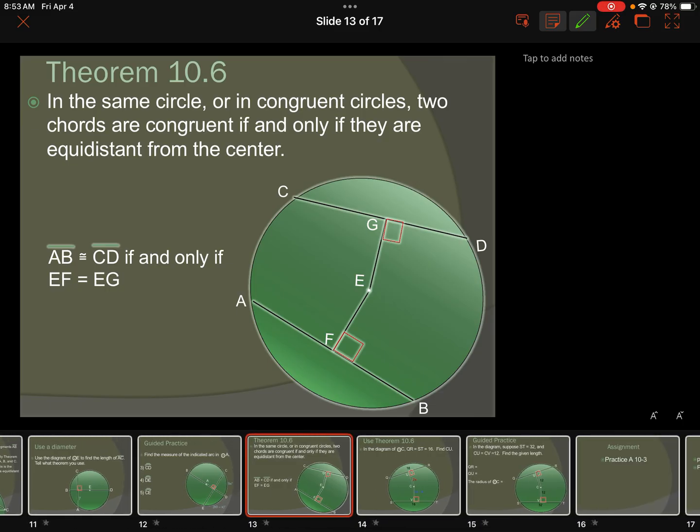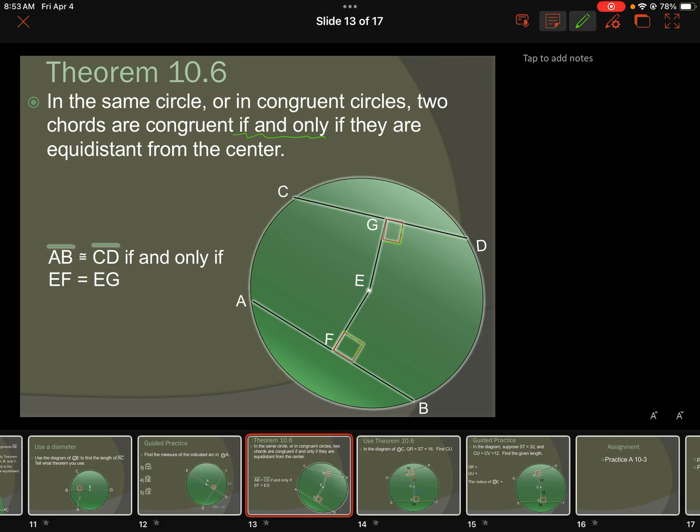Looks like we got one more theorem here. Theorem 10.6. In the same circle, or in congruent circles, two chords are congruent if and only if they are equidistant from the center. Now, remember how you're going to measure a distance from a line or a segment to a point. Remember, you have to measure on a right angle. That's important.